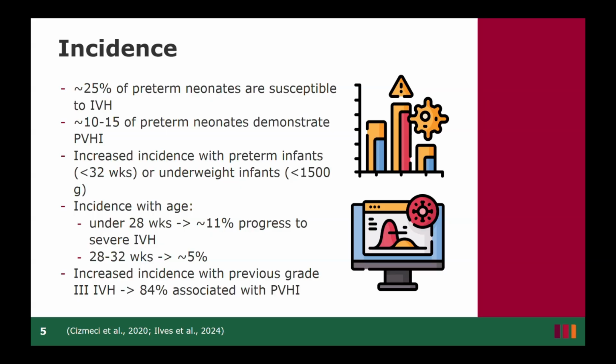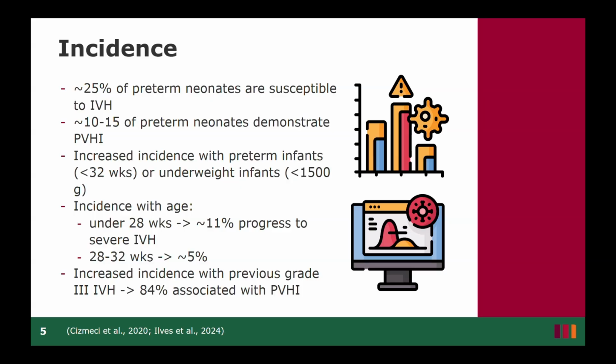They found with infants between 28 to 32 weeks, the incidence of severe intraventricular hemorrhage decreased to 5%. This shows the importance of being aware of the gestational age of the neonate to further evaluate the conditions that they may be susceptible to.